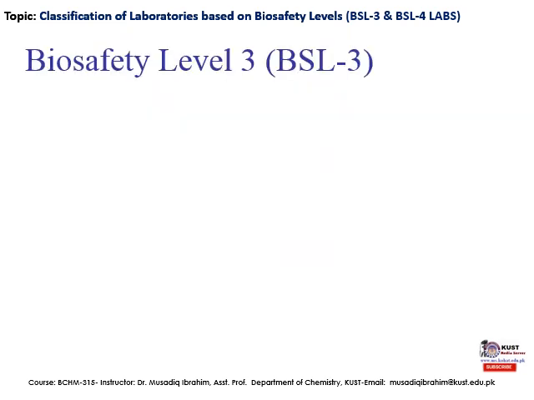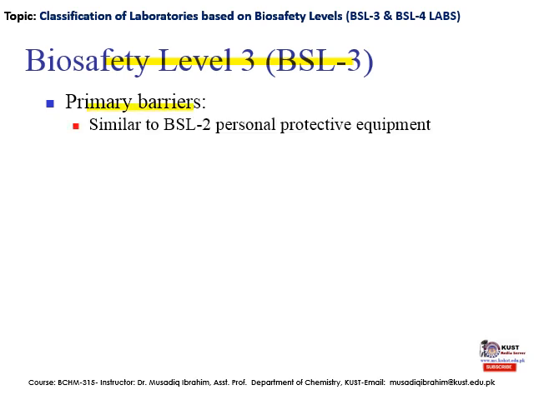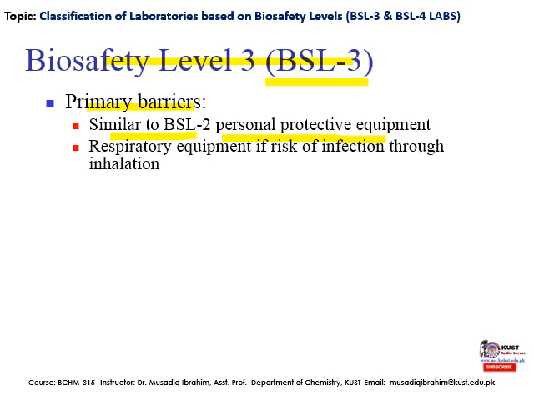Now moving towards BSL-3 level, primary barriers and secondary barriers which are used in the BSL-3 labs. In case of the primary barriers, they are similar to the BSL-2 personal protective equipment, also abbreviated as PPE, which should be used in the BSL-3 labs. And respiratory equipment, if there is a risk of infection through inhalation, then specific respiratory equipment should be used in the BSL-3 labs when dealing with biohazardous materials.